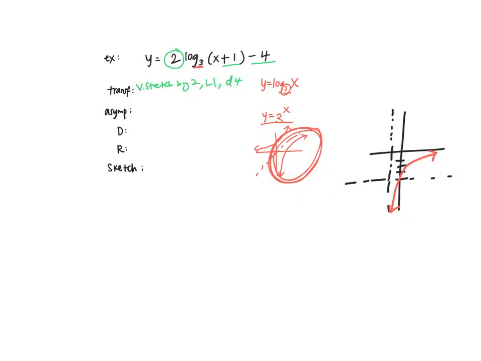So if I go left 1, down 4, make that my new xy coordinate plane, and just shift the entire graph over here, right, it's going to look something like that. So my asymptote now is at x equals -1. Domain is x is greater than -1 because all my points lie to the right of the asymptote. Range is all real numbers.